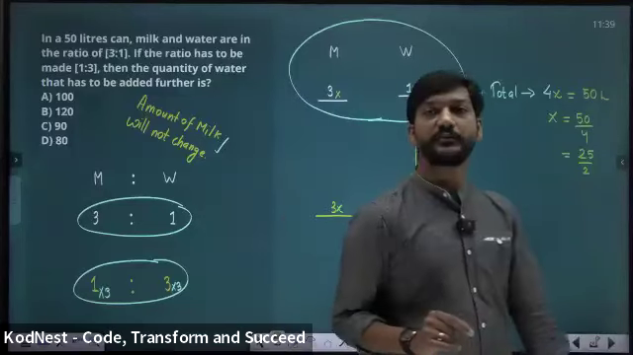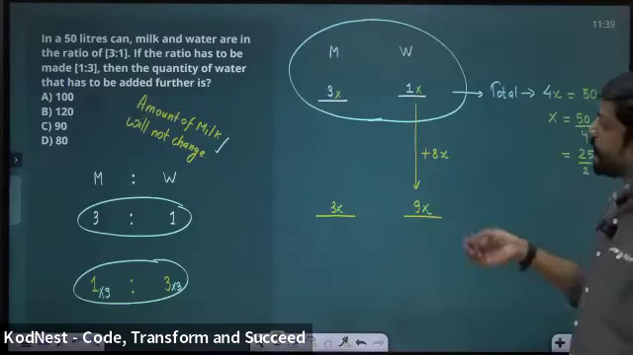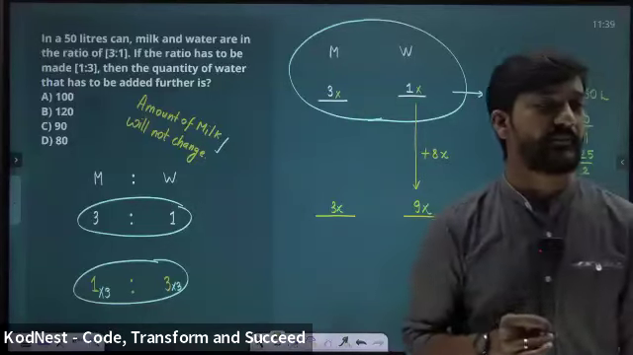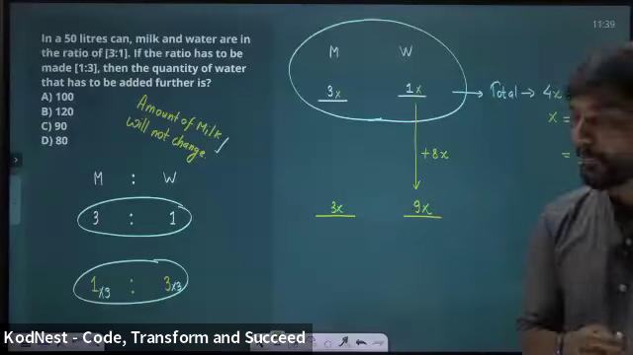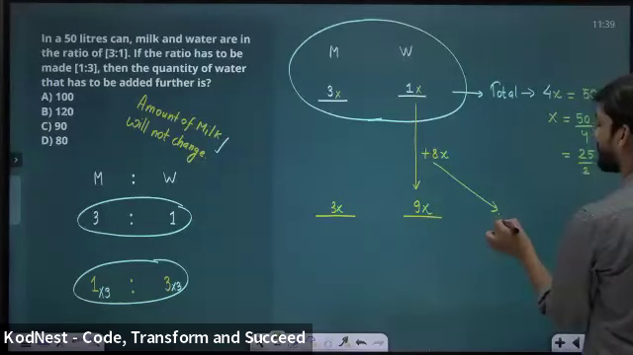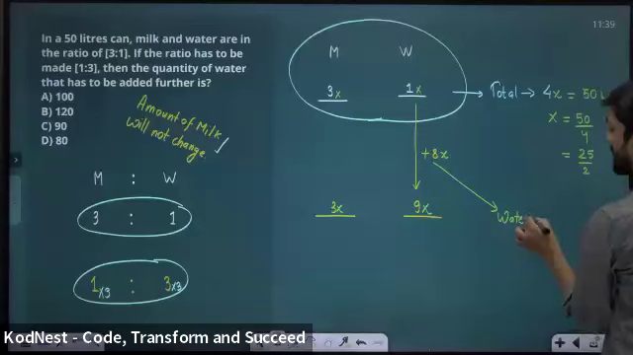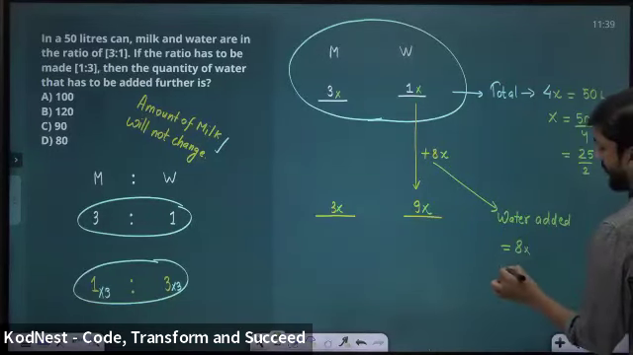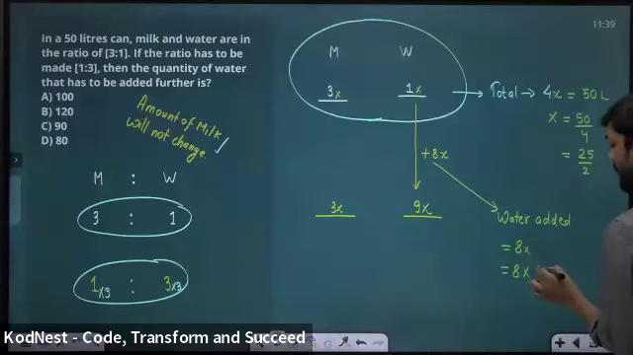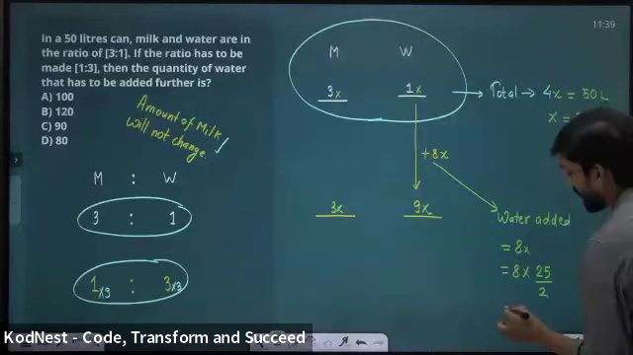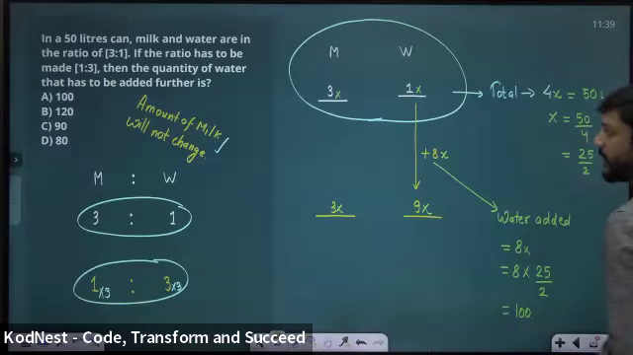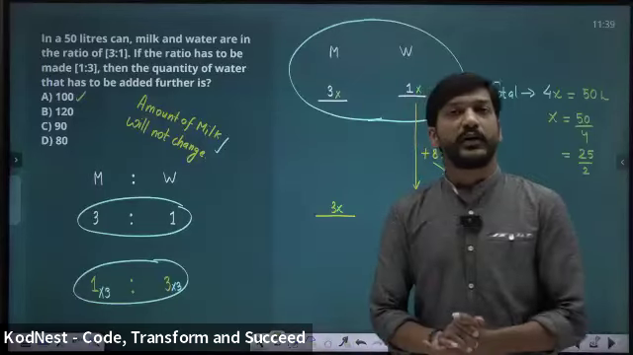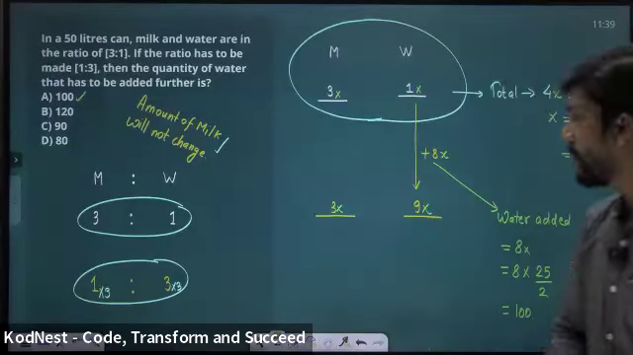Now answer, which value do I want? Do I want 3x, 1x, 8x, 9x? What is the question asking? Water added. So water added is 8x. And the 8x value, with x as 25 by 2, will give you 100. So 100 is your answer. Option A is correct. So this way we have to solve these questions.